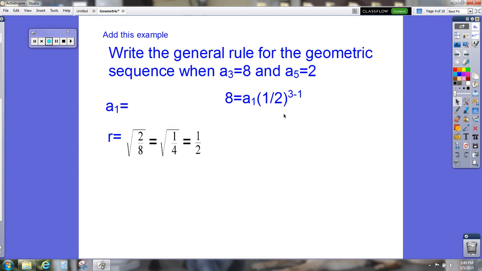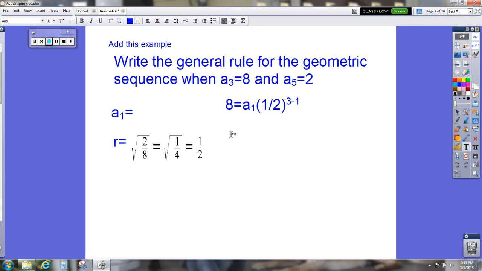Okay, so let's solve for this. I have 8 is equal to my first term times 1/2 squared. So 1/2 squared is 1/4. I'm just going to put this in the front because you usually put coefficients in the front. To solve for a1, we're going to multiply by 4. So that means my first term is 32.